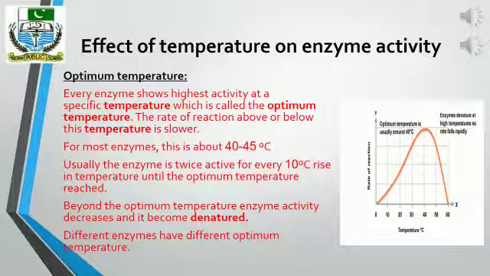As you can see in the graph, with every 10 centigrade rise in the temperature, the activity of an enzyme is twice. And at 40 centigrade, it reached its highest point because 40 centigrade is the optimum temperature for this enzyme. But after this temperature, the activity of an enzyme starts decreasing. And at one point, as you can see at 60 centigrade, this enzyme becomes completely denatured.